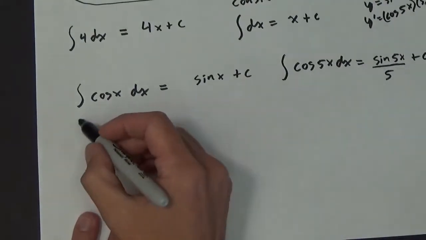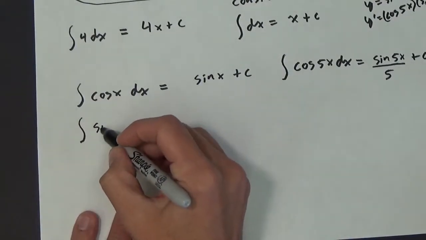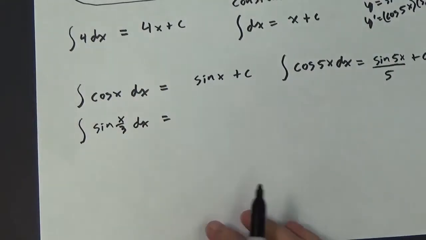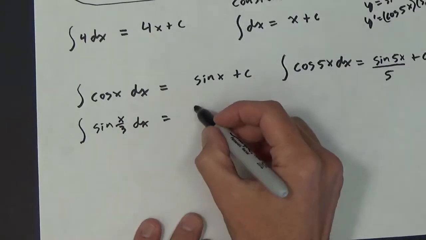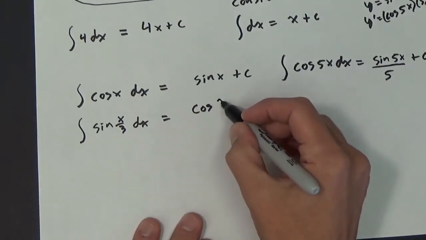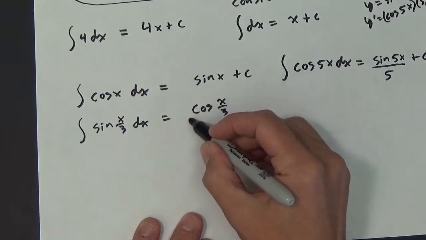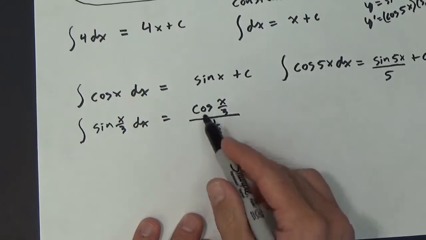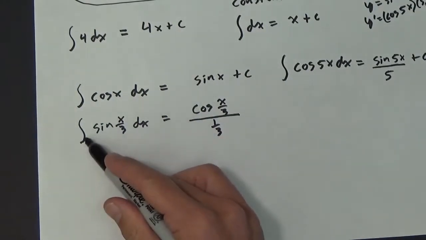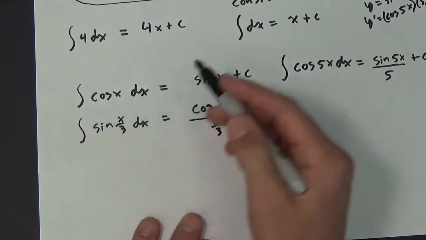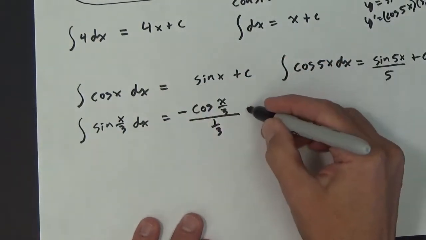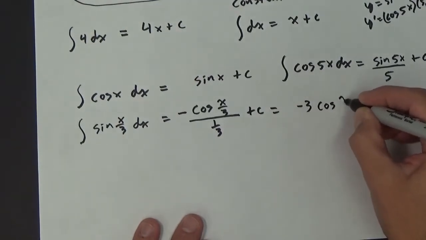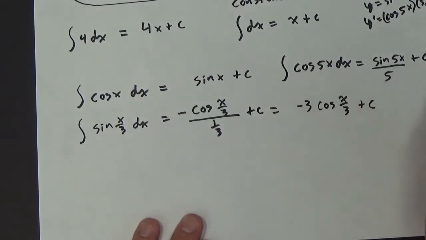Good. And let's try it with the sine. What is the integral of the sine of x over 3 dx? Now we know the integral of the sine is going to be the cosine of x over 3. And then we're going to divide it by the constant inside, 1/3. But in this case, if you remember, the derivative of the cosine is a negative sine. We don't have a negative over here. So we're actually going to have to put a negative out in front. And so we're going to end up with a negative 3 times the cosine of x over 3 plus c.